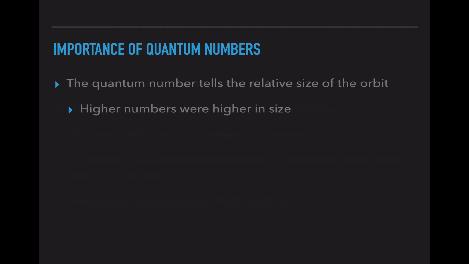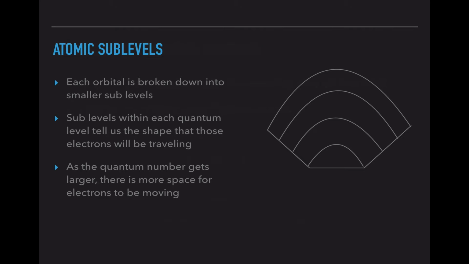So hydrogen and helium only have a quantum number of 1. They are in the first period. Lithium through neon have a quantum number of 2. They are in the second period. Sodium through argon has a quantum number of 3, etc. And we have 7 periods in the periodic table, so we have 7 quantum levels. And the higher the number, the higher the size of the atom.